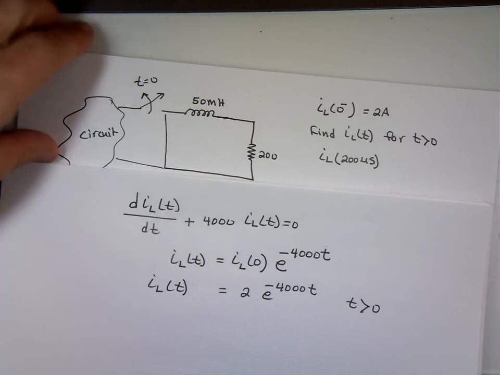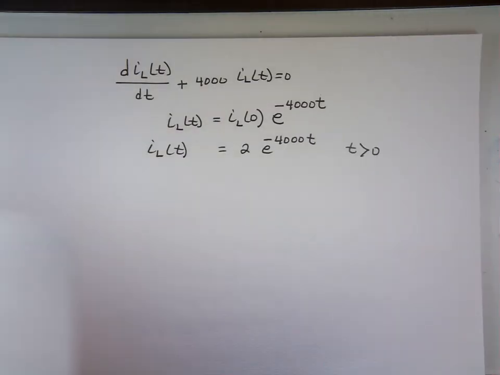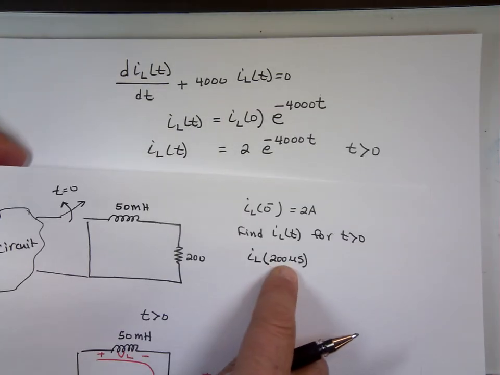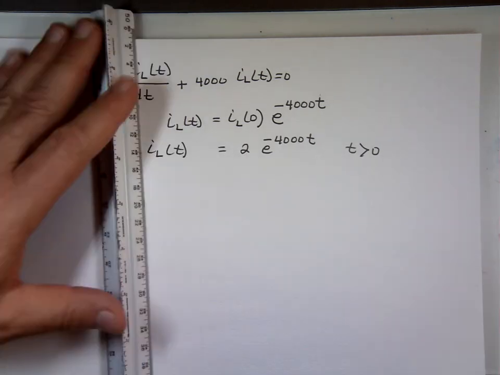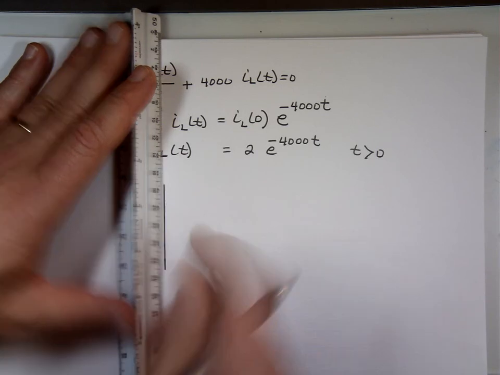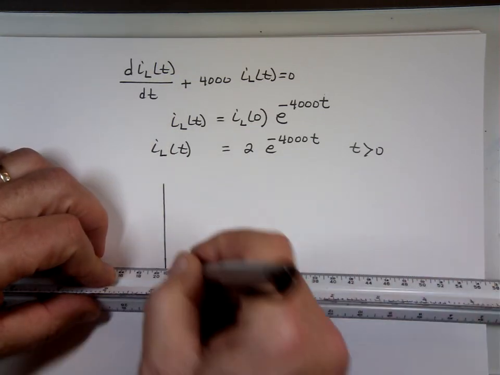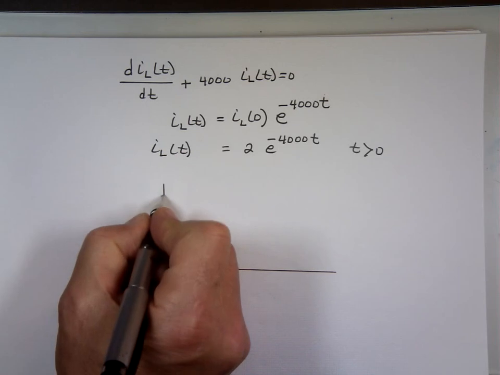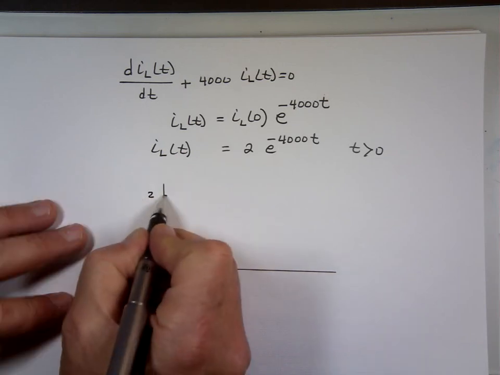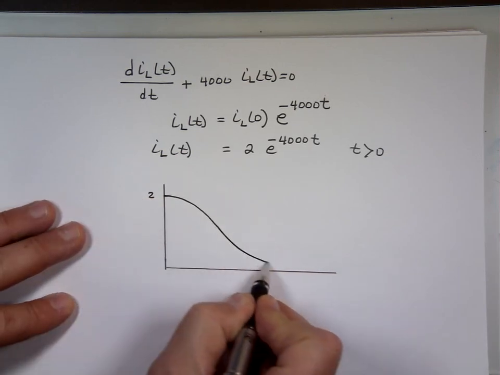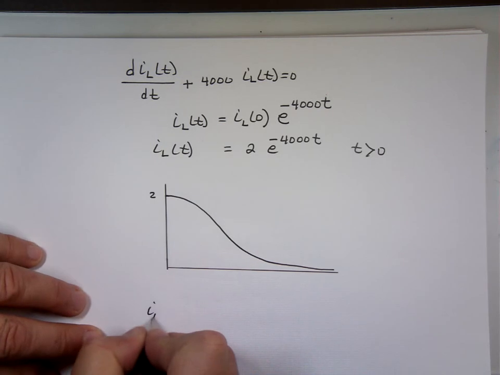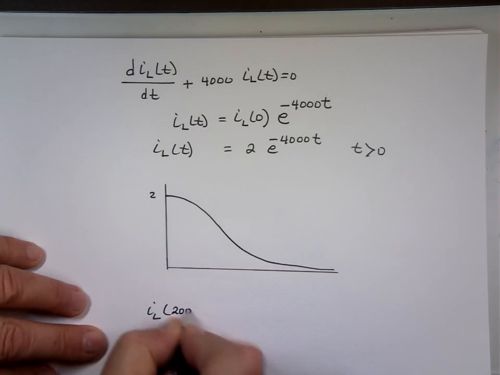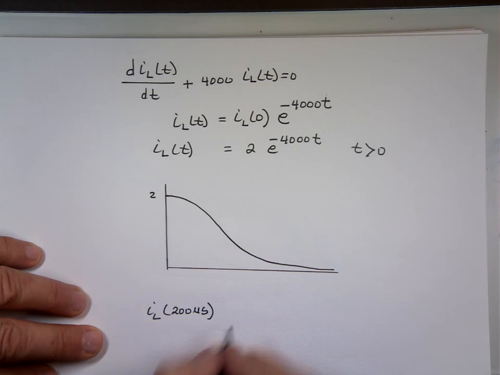And by the way, if you just graph that to see what it looks like, then we're going to ask you what's the current at 200 microseconds. If you graph that, it's an exponential function, it will look like this. At t equals 0, what's the value of the current? 2. And what happens after that? It's going to start to decrease. It doesn't take that long to go to 0. Notice we ask you what's the current at 200 microseconds. It's got to be close to 2.